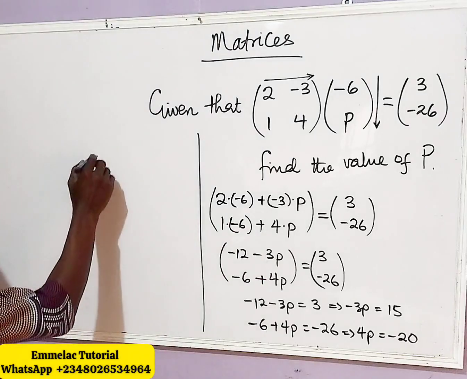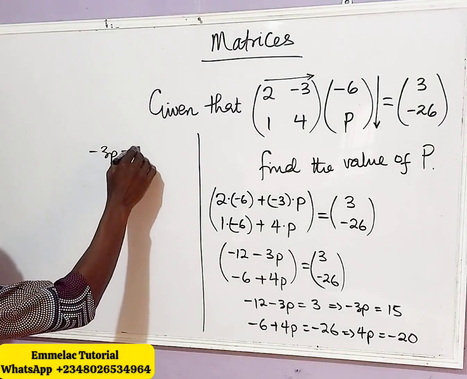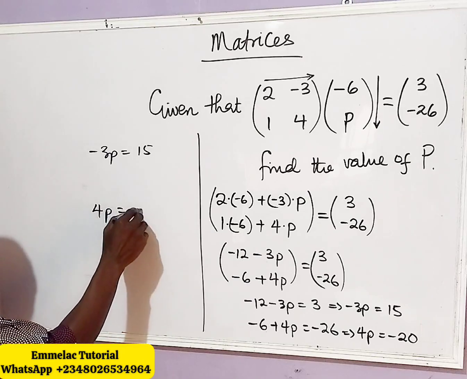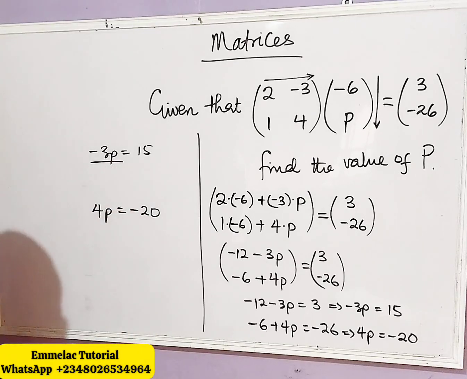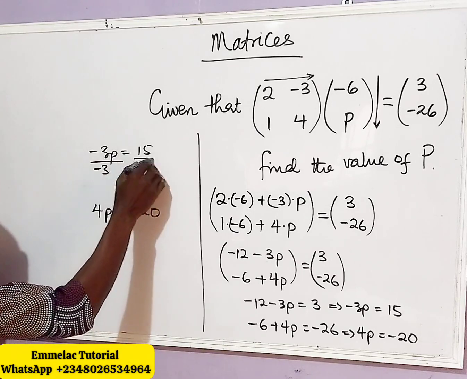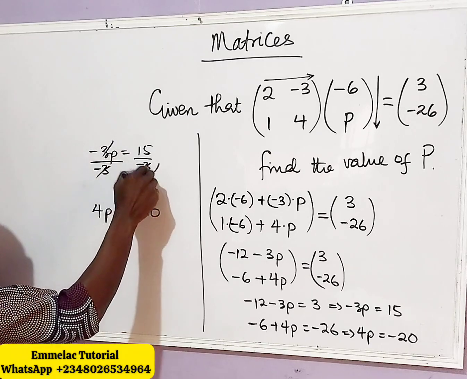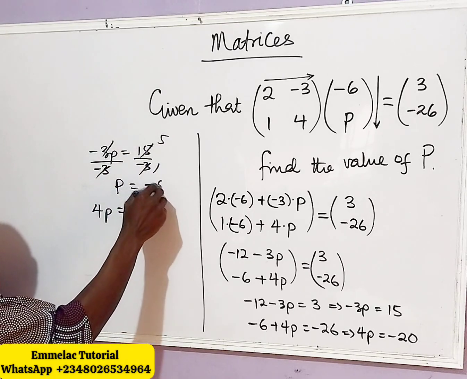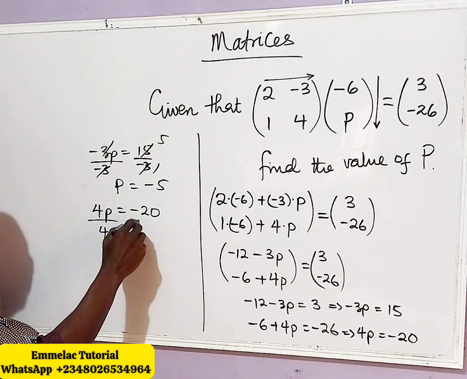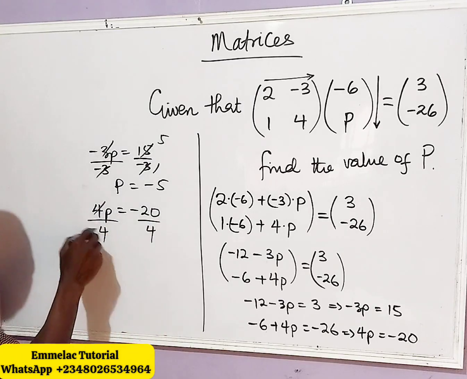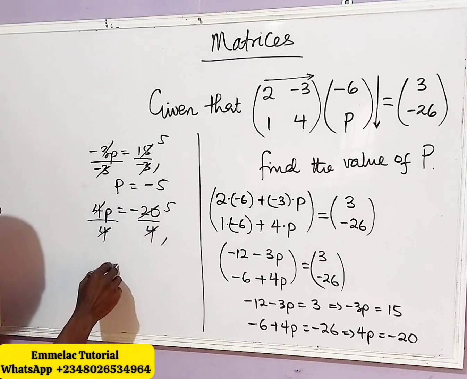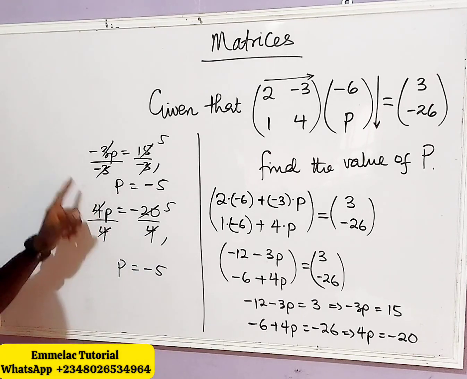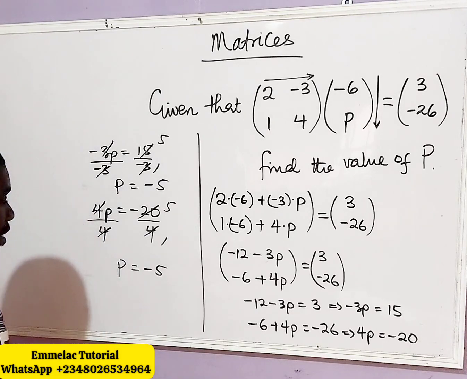Okay, so we come here, we have -3p equals 15, and 4p equals -20. So let us divide by the coefficient of p here. Here you have -3, then -3. This one cancels out. So here we are left with -5. So p here equals -5. So in this case, let's divide by the coefficient of p here, which is 4. So this cancels this here 1, this here 5. So p equals -5. Okay, so the two values of p were -5.